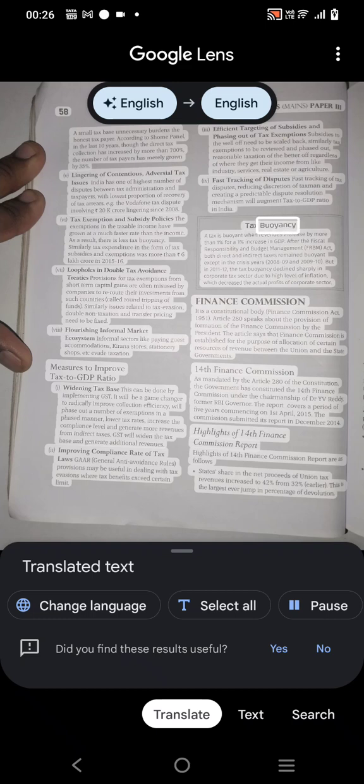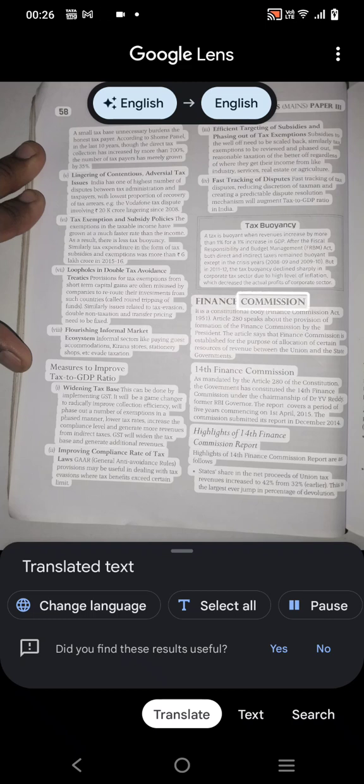Tax buoyancy. A tax is buoyant when revenues increase by more than 1% for a 1% increase in GDP. After the Fiscal Responsibility and Budget Management (FRBM) Act, direct and indirect taxes remained buoyant except in the crisis years, 2008-09 and 2009-10, but in 2011-12, the tax buoyancy declined sharply in the corporate tax sector due to a high level of inflation, which decreased the actual profits of the corporate sector.